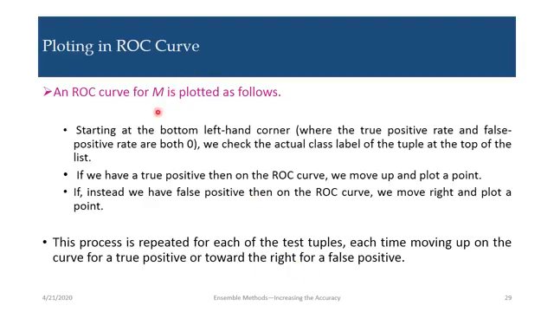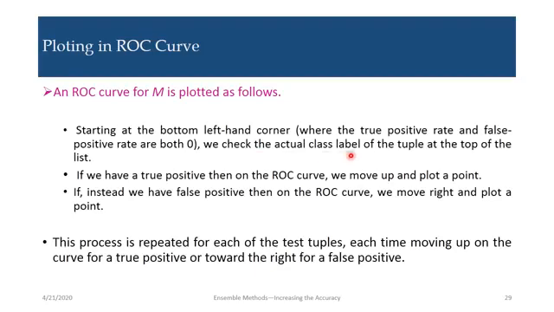An ROC curve for M is plotted as follows. How are we able to plot an ROC curve? That we will discuss here. Initially we start from the bottom left-hand corner, where both the true positive and false positive rates should be 0. It should start with 0.